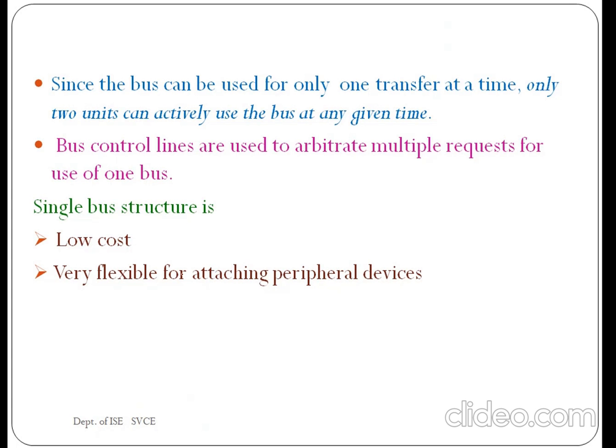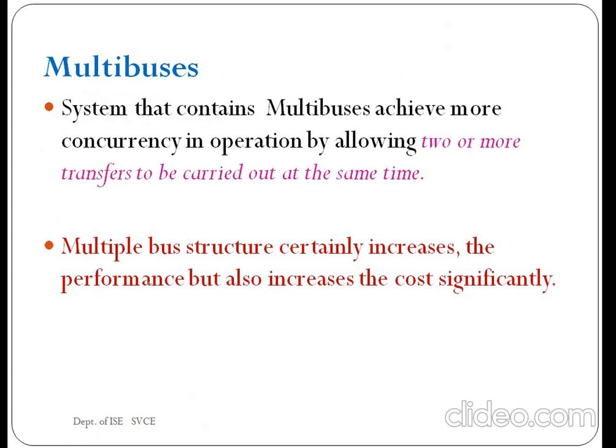What are the advantages of a single bus? The cost is very low. Here we are comparing with the multi-bus, where multiple buses are available at the same time, multiple devices can transmit data, and more than two devices can be actively involved in transmission of data. Here it is a single bus, and because of that the cost is very low. It is also flexible for attaching peripheral devices. If any new device is to be attached to the bus, it is very flexible. These are the main advantages of a single bus.